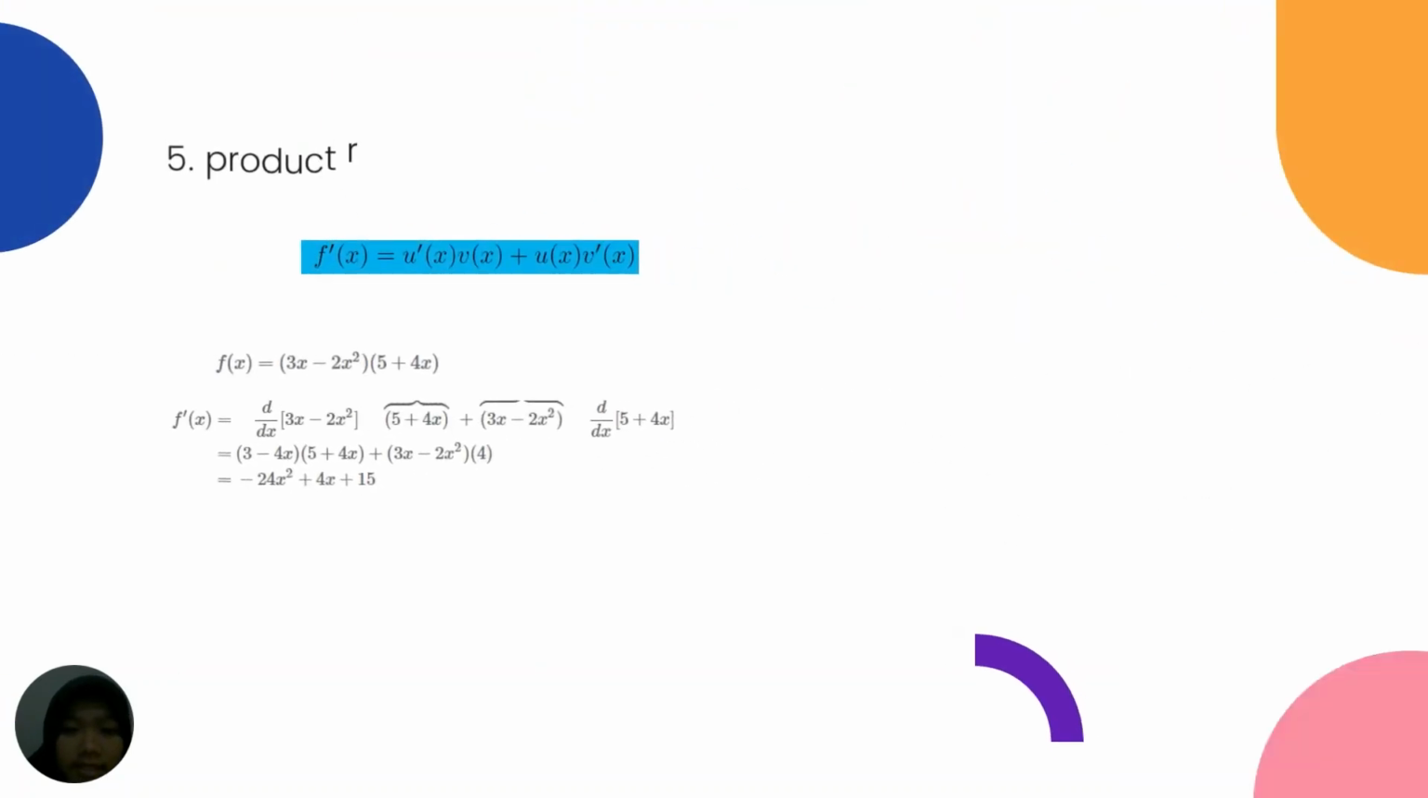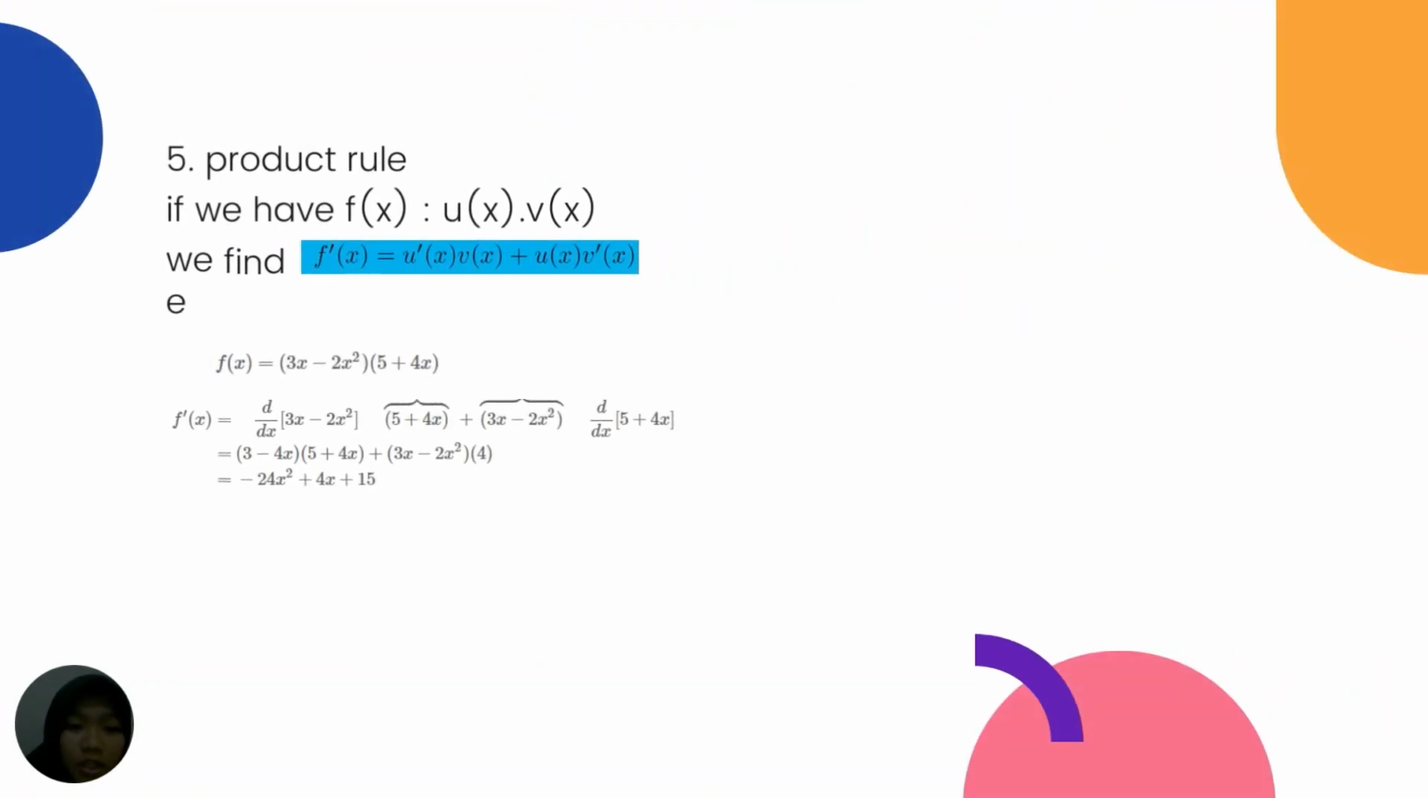The next is the product rule. If we have f x is u x times v x, we can find f prime x is u prime x times v x plus u x times v prime x. For example, f x is in brackets 3x minus 2x squared, times in brackets 5 plus 4x. We can find the derivative.